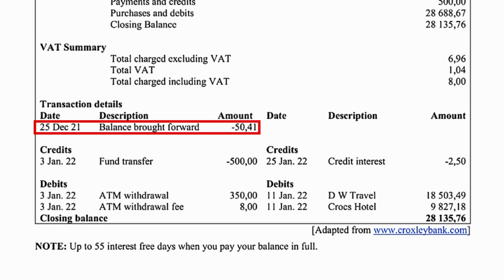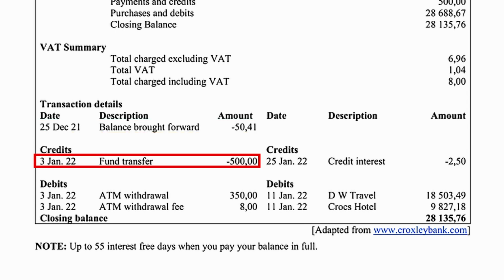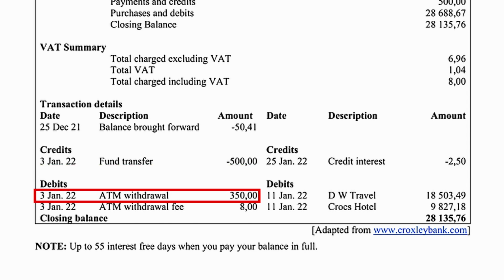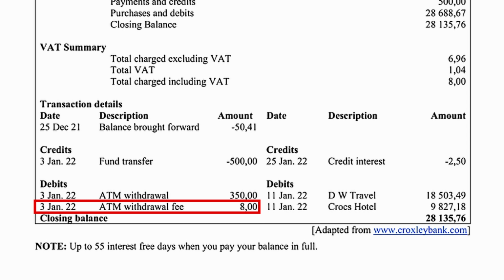The balance brought forward at the start of the statement period was negative 50 Rand 41 cents. On the 3rd of January, 500 Rand was transferred into the account. On the same day, a withdrawal of 350 Rand was made at an ATM. Because this withdrawal was made at an ATM, a withdrawal fee was charged to the account.